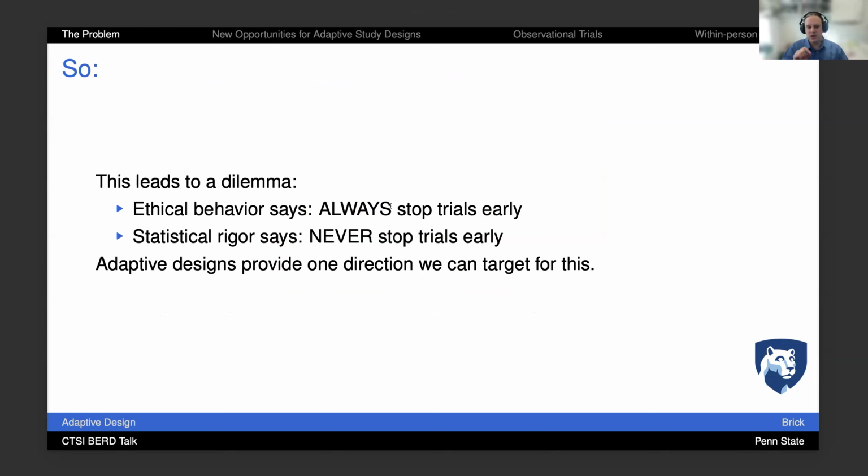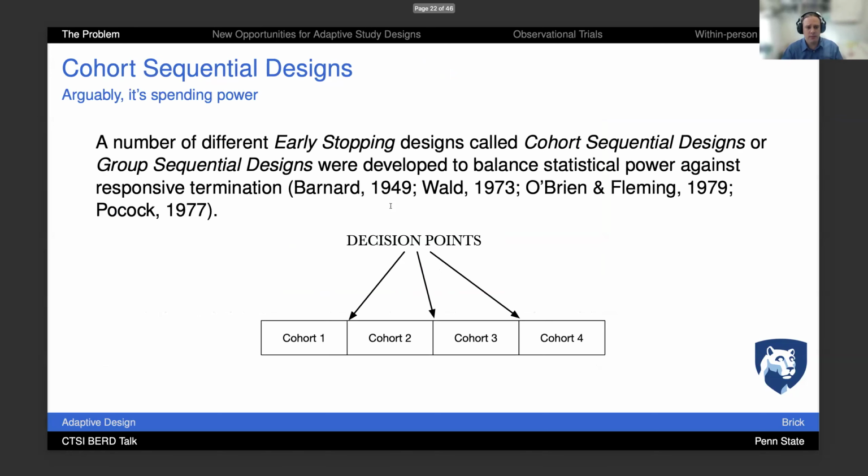Adaptive designs were developed to target this problem. They were developed initially to figure this out and say, okay, so how do we do this right? The first set of these were called cohort sequential or group sequential designs, developed to balance these two factors. And they're mostly done using something very like a Bonferroni correction. Rather than saying we're going to measure after each individual, they build these cohorts or groups, and at certain points throughout, they're going to make a decision, right? These are decision points. And this terminology of decision points is going to be consistent throughout. We're all going to build off of this underlying idea.